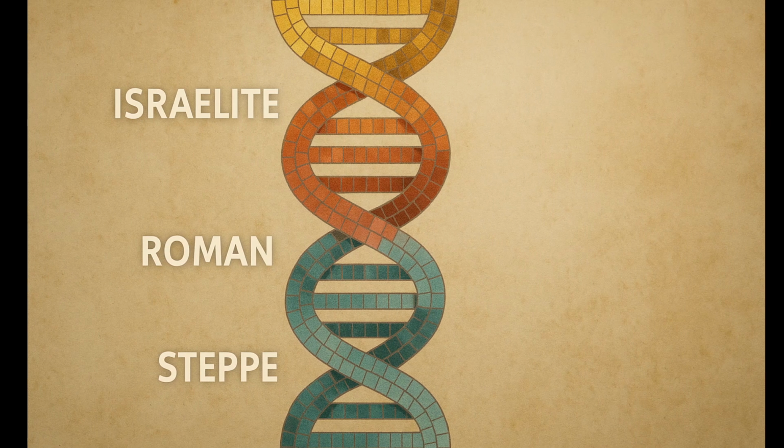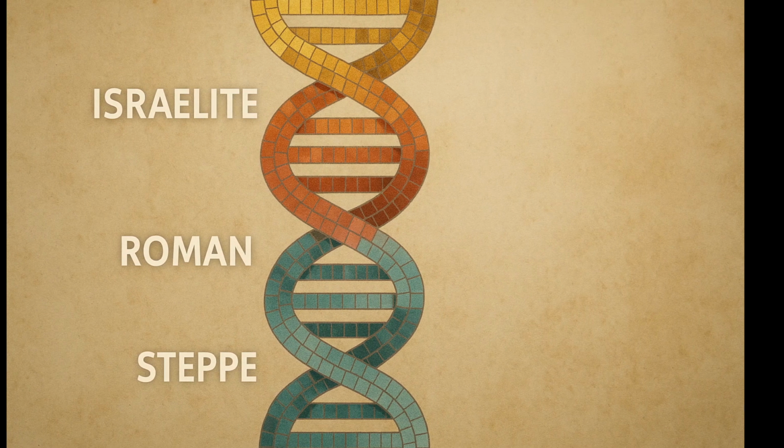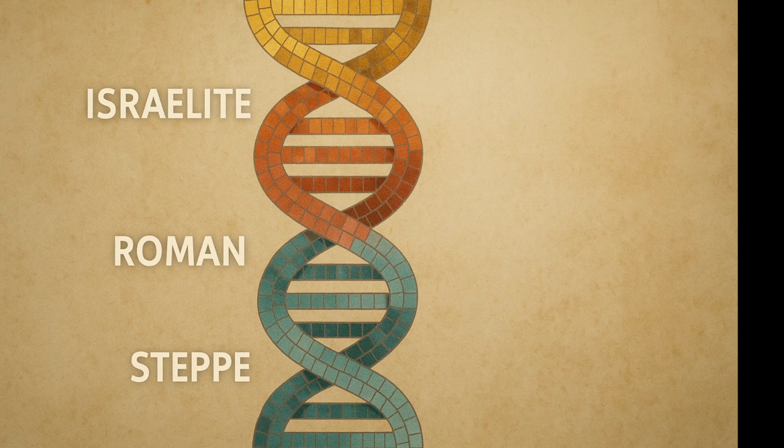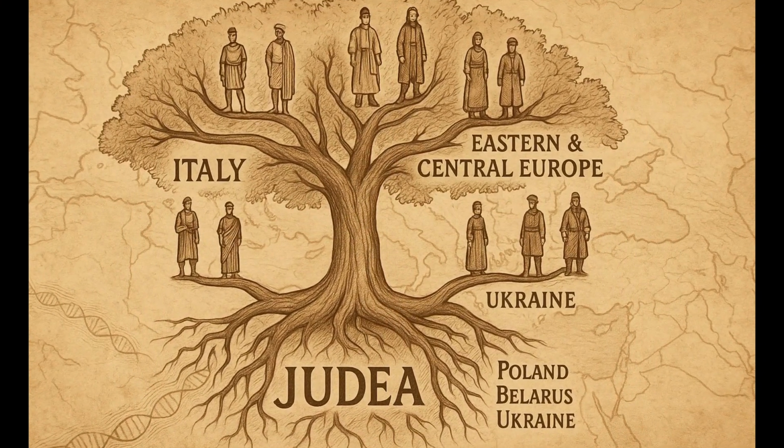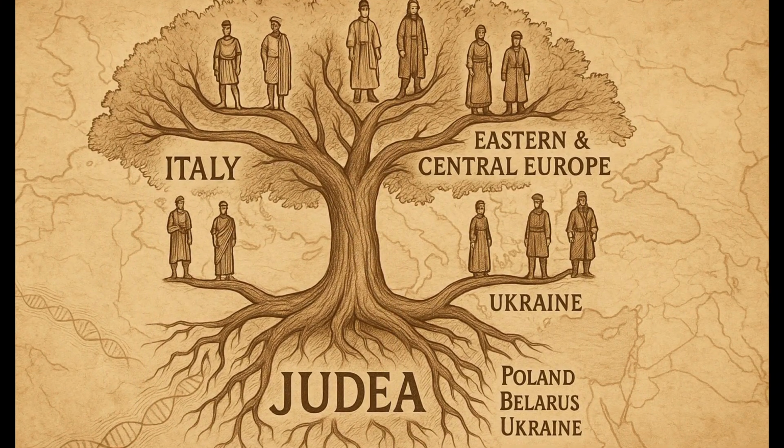When you combine my modern and ancient K25 results, a mosaic emerges. At the core is Israelite-Levantine DNA, the ancient origin of the Jewish people. Layered on top is Italic Roman input from Mediterranean Jewish communities. And finally, steppe influence from Eastern Europe, absorbed during the Ashkenazi Diaspora. It's a story written in my DNA and reflected in history, archaeology, and genetics.